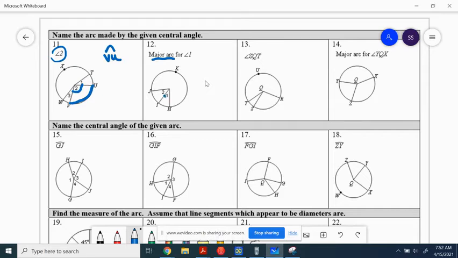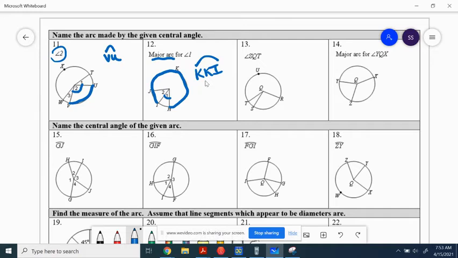So for angle 1, it's right here. So the major arc would be all the way around it like that. Okay, so we could label this with 3 of these points. You could label this HKI or HJI, doesn't matter. I'll do HKI. All right.